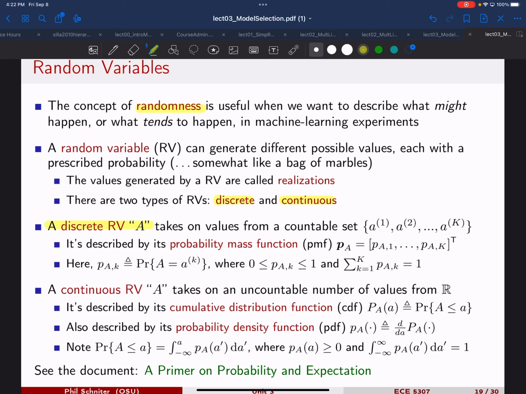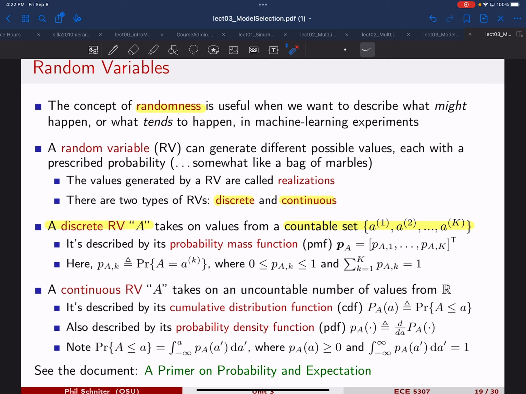So if I have a discrete random variable, capital A, then it means that it can take on values, like I said, from a countable set. In this case, I'm going to label the possibilities like A sup 1, A sup 2, A sup k, and so on. So in this particular case, there's a total of k possible things that can happen, k different ways this random variable can manifest.